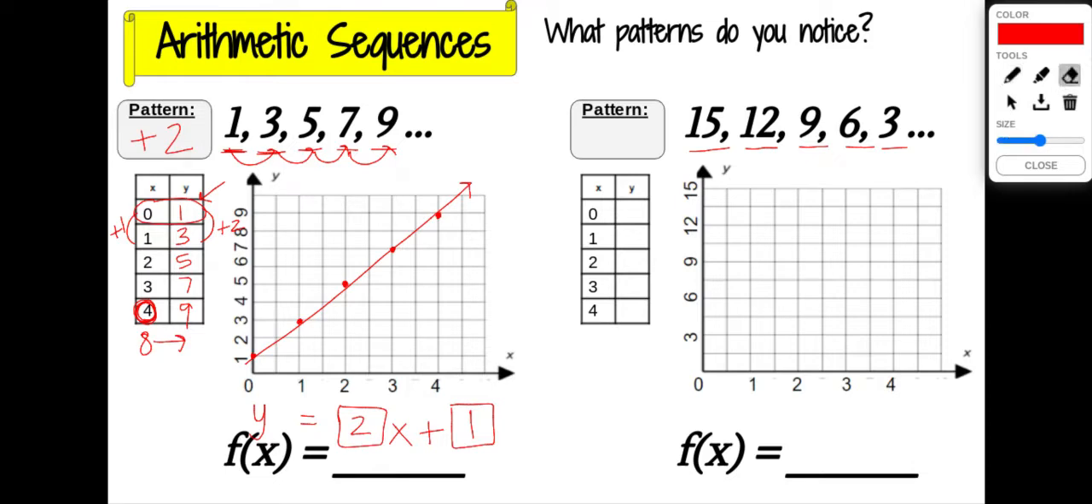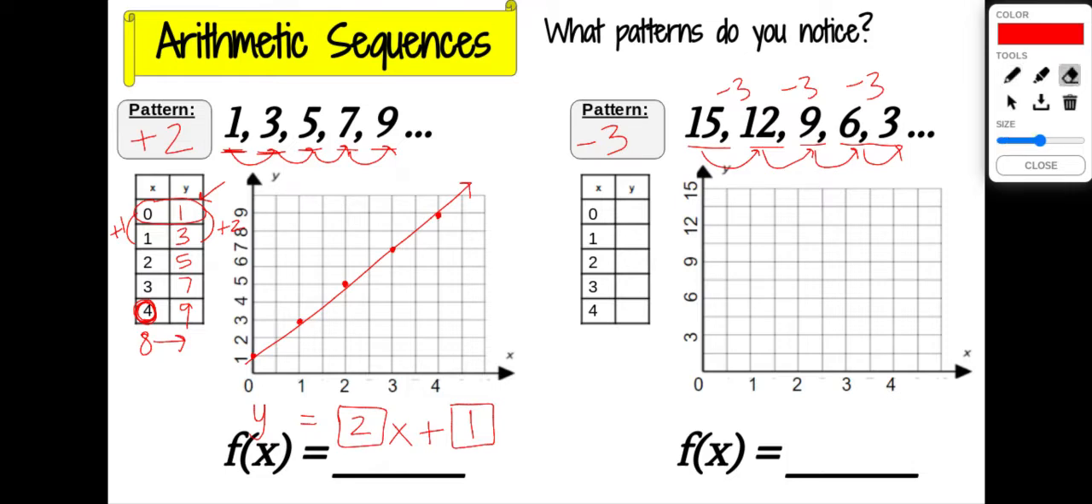Now let's take a look at the second arithmetic sequence. This sequence of numbers, 15, 12, 9, 6, and 3. What pattern do you see is happening in the numbers to get to the next one? If you said repeated minus 3, you're right. A pattern that's repeated subtraction is also an arithmetic sequence.